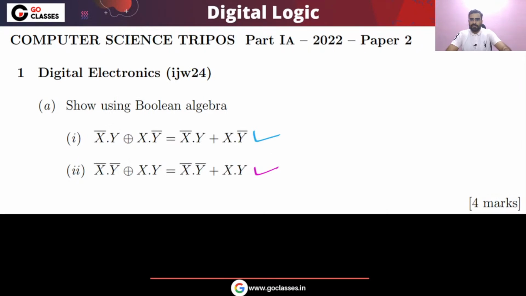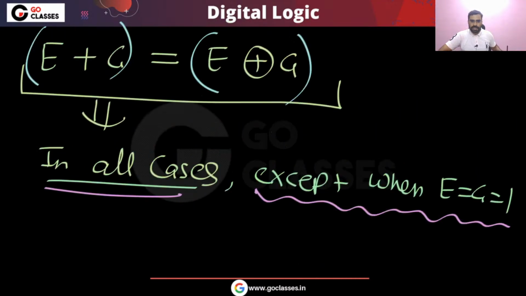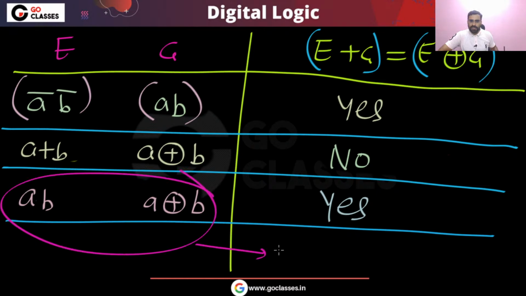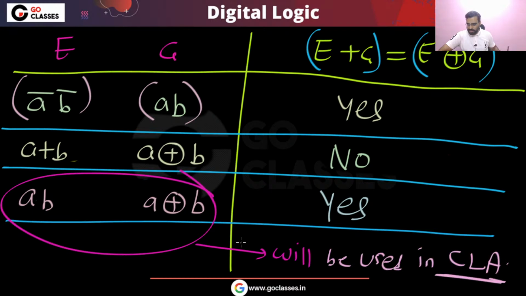Let me tell you, this Cambridge University question is not a random question. It is a standard question, and you can notice this fact. We will use this fact in the adder. When we study the carry look ahead adder, CLA, this will be very important. When we study this concept, at that time I will use this fact.